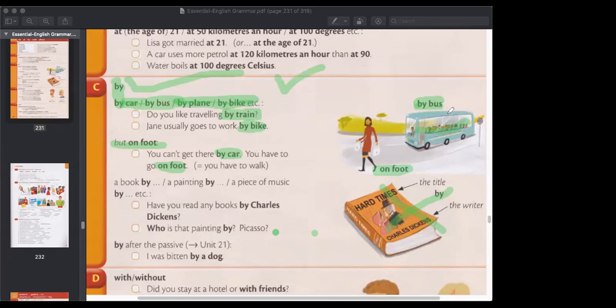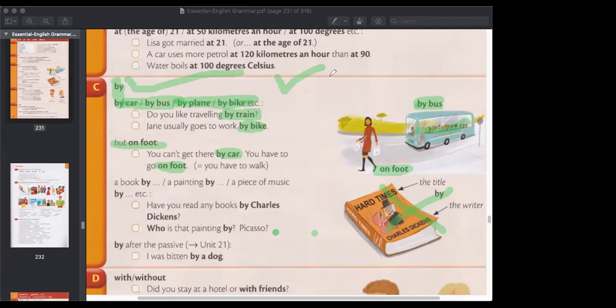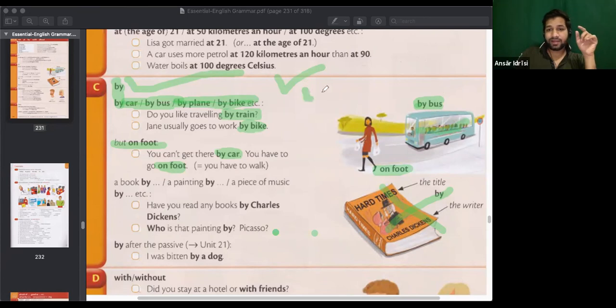For example, I called my friends by phone. By phone, not exactly, that doesn't fit there. Can I pay my fees by credit card? Correct. Can I pay by credit card, by ATM?